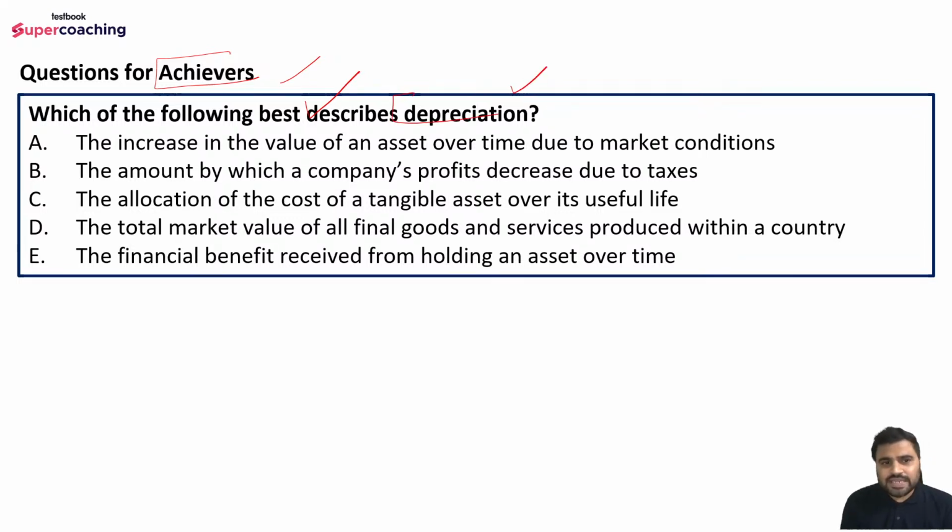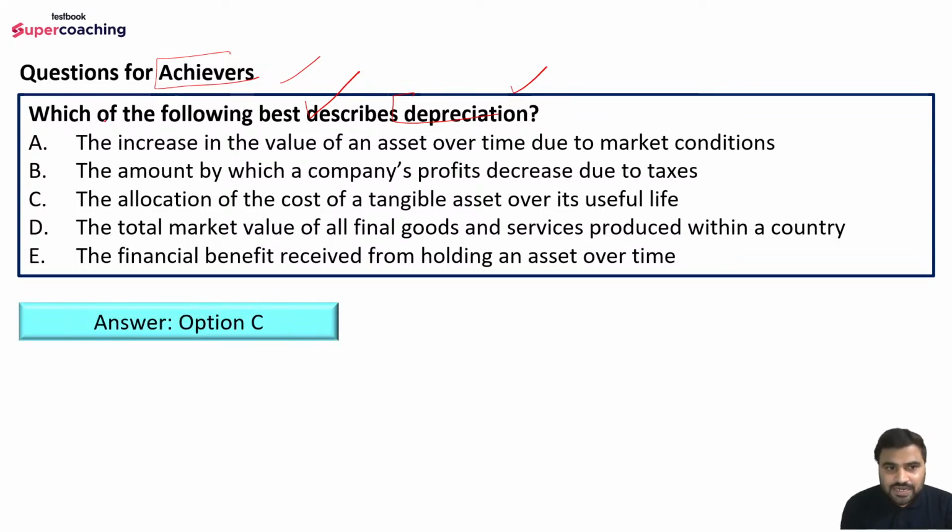So options are the increase in the value of an asset over time due to market conditions, the amount by which a company's profit decreases due to taxes, the allocation of the cost of a tangible asset over its useful life, the total market value of all final goods and services produced within a country, then the financial benefit received from holding an asset over time. So these are basically the options. So what do you think, what is the right answer here? Right answer would be option number C, that is the allocation of the cost of a tangible asset over its useful life.